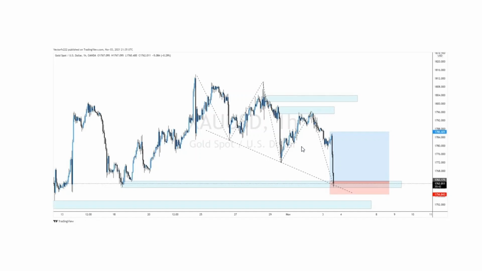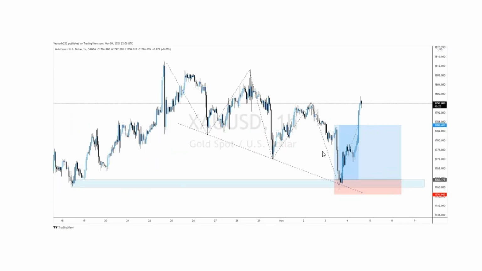After forming the three drives pattern, reaction into the WEM candle here, we took our entry here, and then it was an explosive buy on gold, tapped into our take profit, and actually disrespected our take profit, but it was a good trade anyway. So that is how we wrapped up gold.